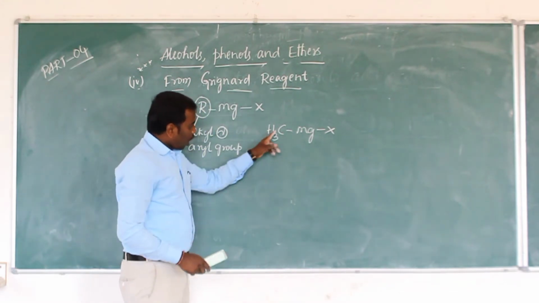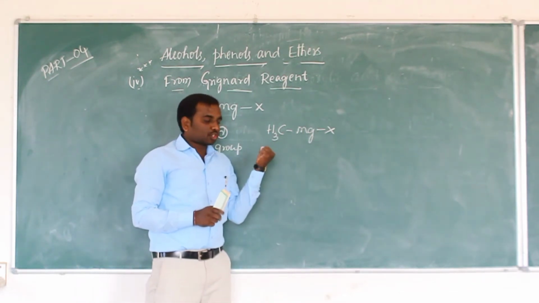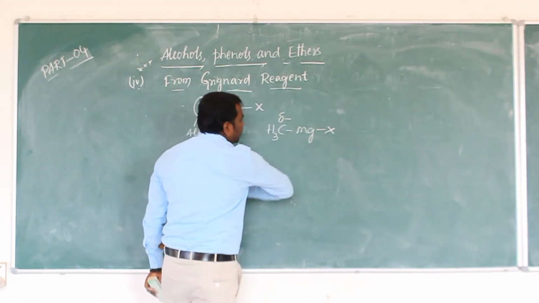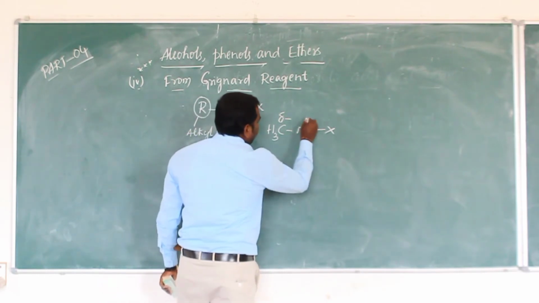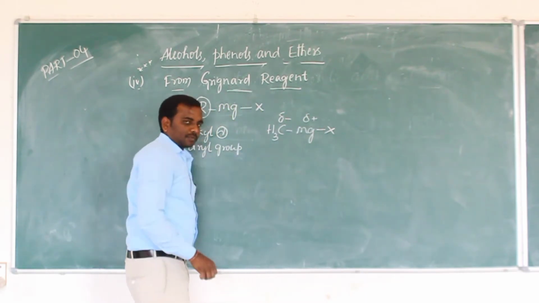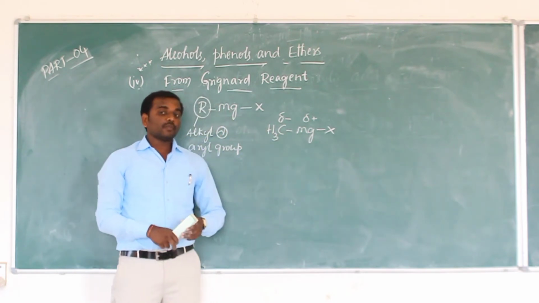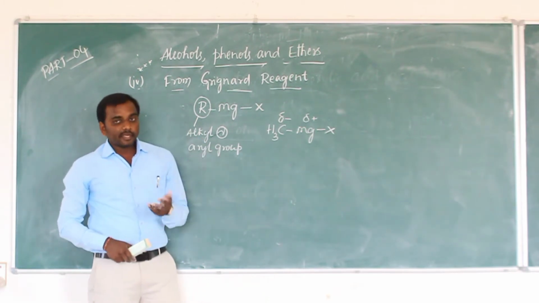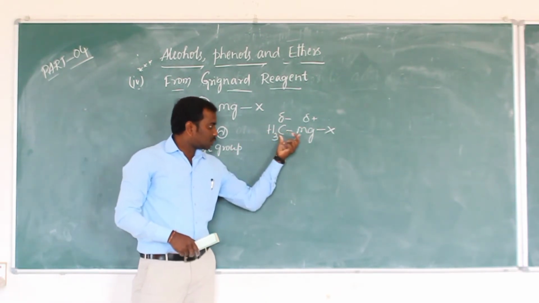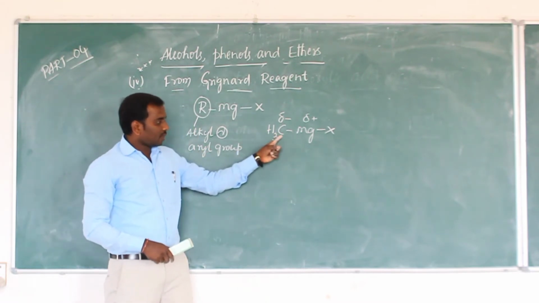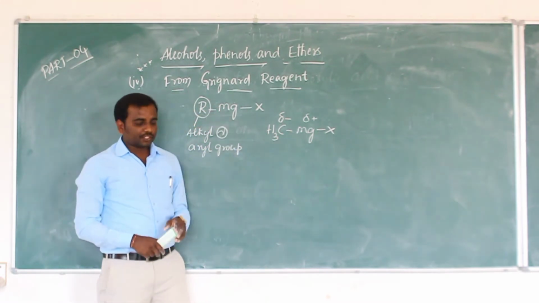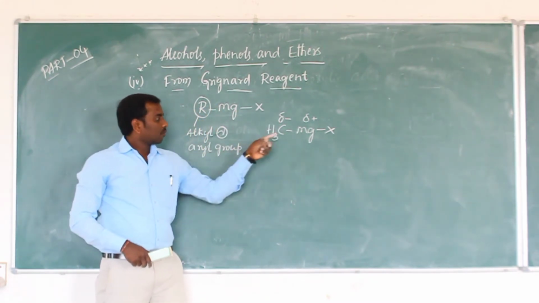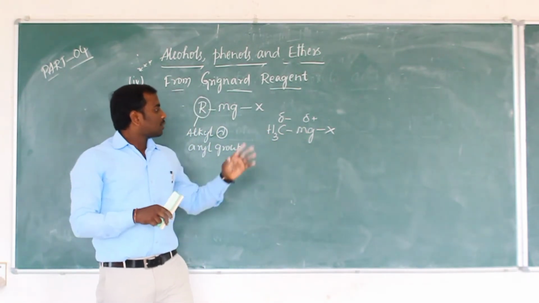This carbon pulls the electron from magnesium. So this carbon carries a partially negative charge, and this magnesium carries a partially positive charge, because carbon and magnesium, these two elements, are polar in nature. Compared to magnesium, this carbon pulls the electron from it. That's why this carbon carries a partially negative charge. Is it clear? Okay, magnesium carries a partially positive charge.